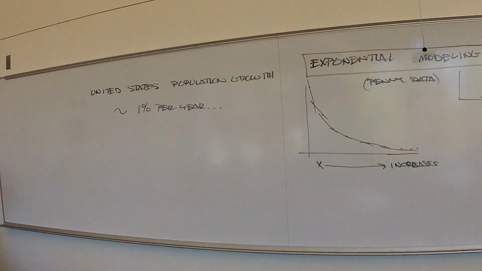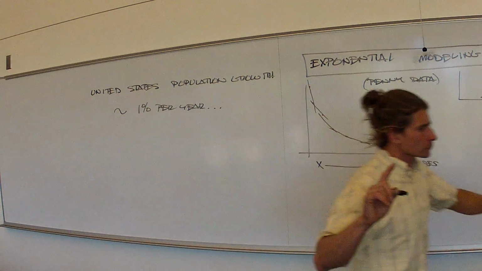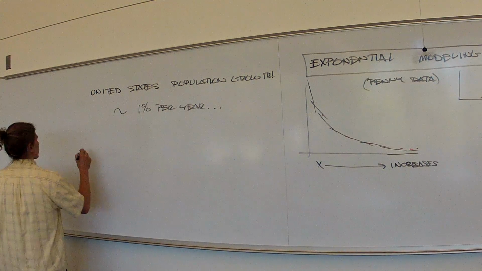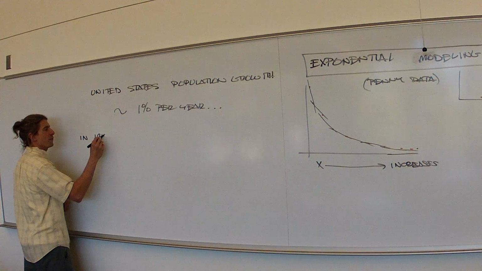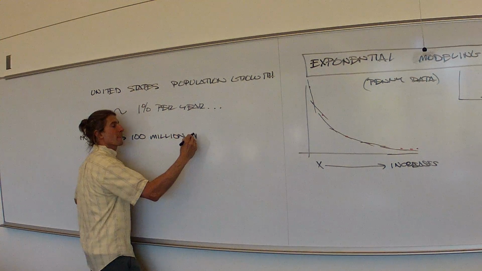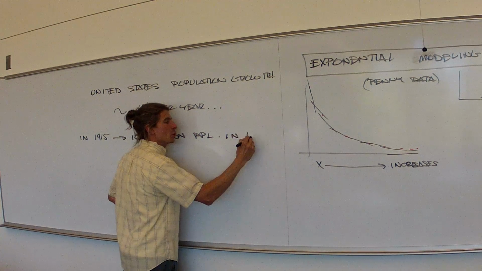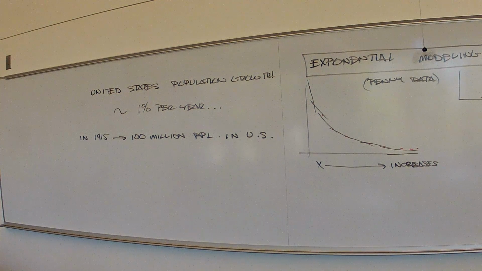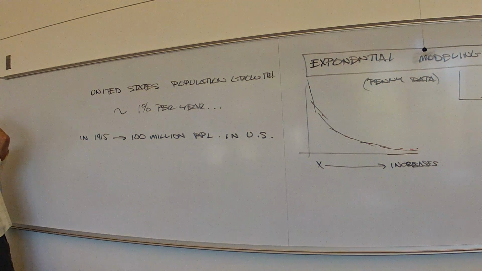So let's make up a number again. Actually, I don't have to make it up. I have it written down. In 1915, there were 100 million people in the U.S., according to the U.S. Census Bureau.